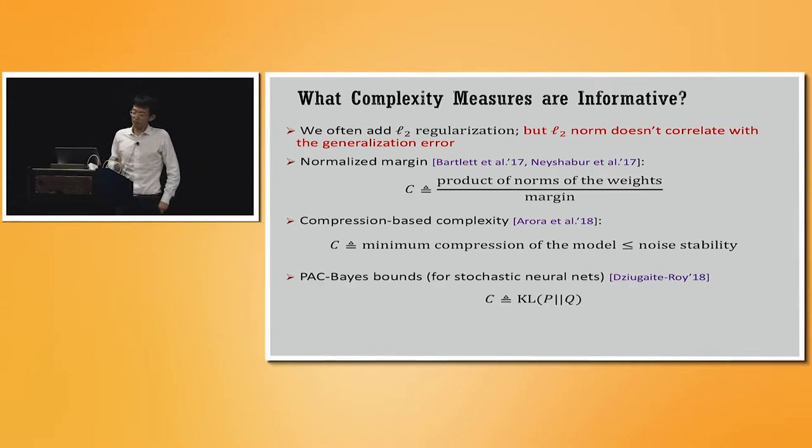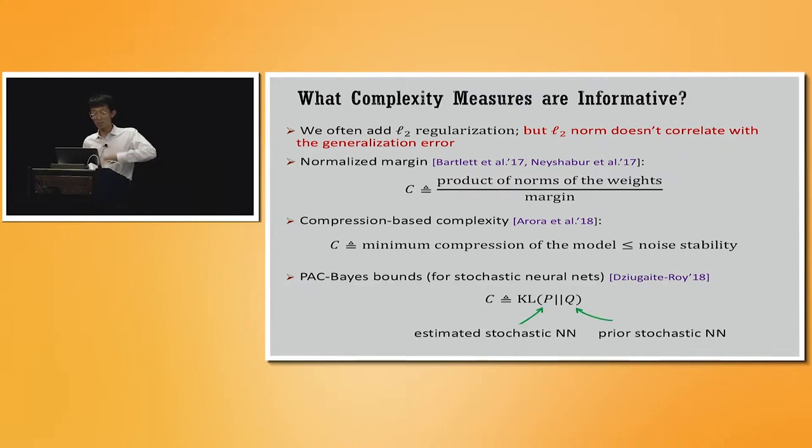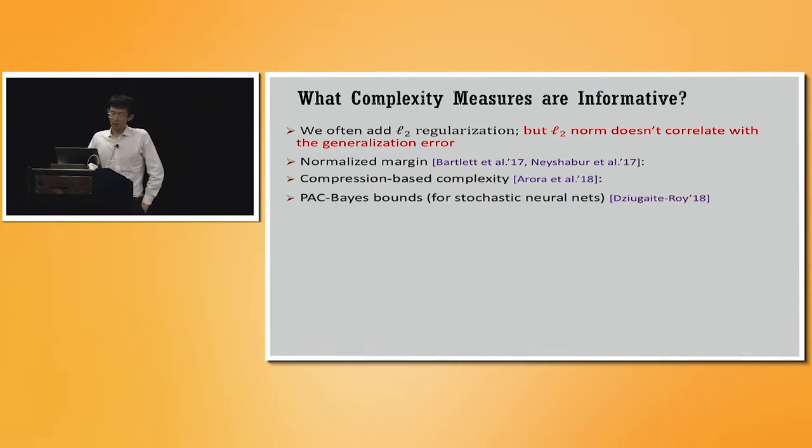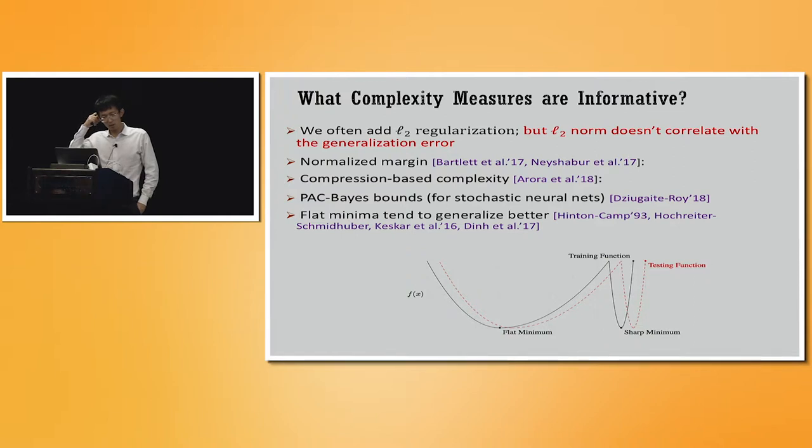And there's also a PAC-Bayes-based bound for the complexity measure. This kind of bound only works for stochastic networks; you have to have a random network. And the bound is a KL between your estimated stochastic network and the prior stochastic network. All of these bounds, these complexity measures, correlate better, at least much better than the L2 norm, with the generalization error in deep learning. And there's also a fourth one, which is not exactly about the complexity measure of the weight matrix, but it's in that line.